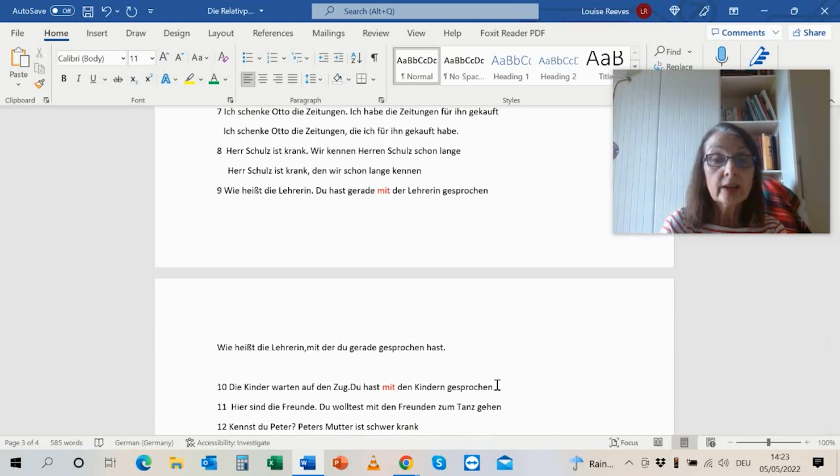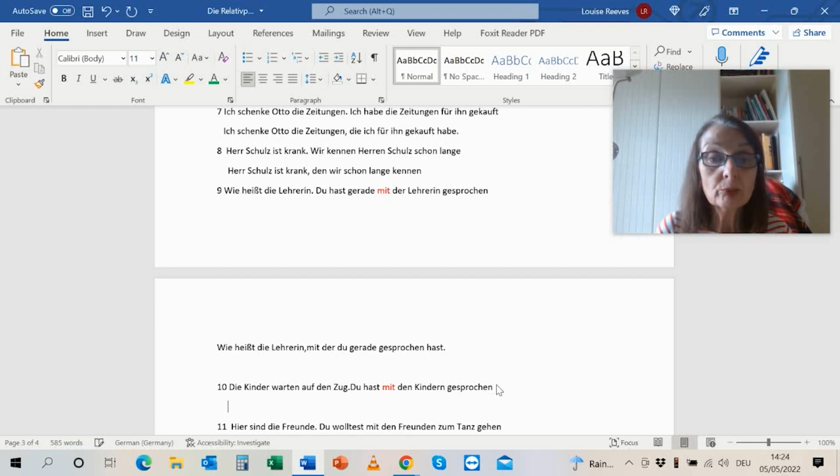We're fit to go. Okay, die Kinder warten auf den Zug. Du hast mit den Kindern gesprochen. Oh, let's think this one out. Die Kinder warten auf den Zug. The children are waiting on the train. You spoke with the children. You could put that the children with whom you have spoken are waiting on the train. That's very posh English, but it's not posh in German. Or you could say the children are waiting on the train with whom you have spoken. Either way, it would be acceptable. It depends on what you want to say.